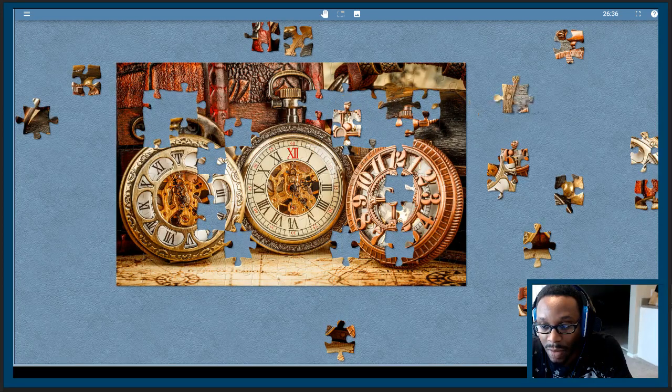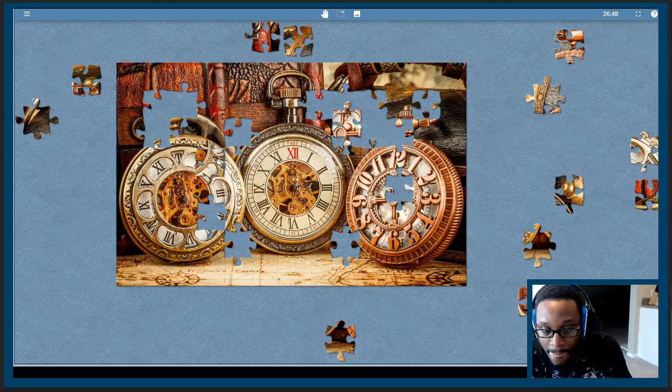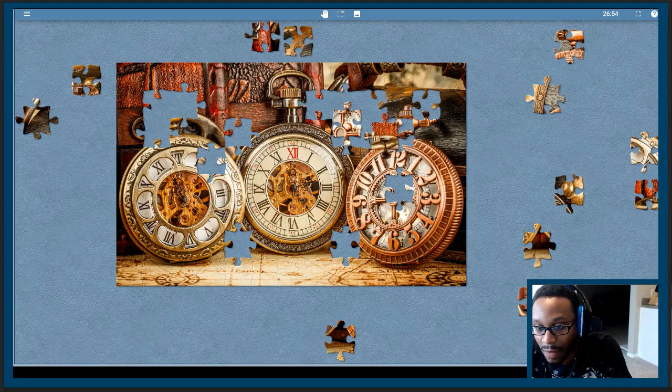Okay, don't know where that piece goes. We can just leave them. The hidden 6. What looks like it's just in the middle of a clock. Where? Yeah, this is the top of a clock.